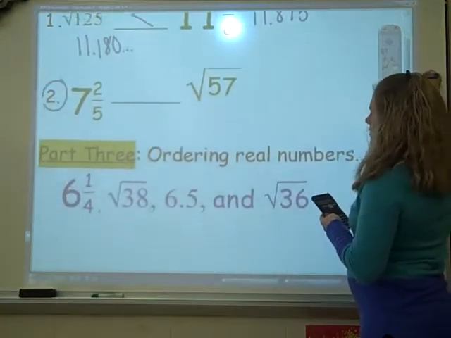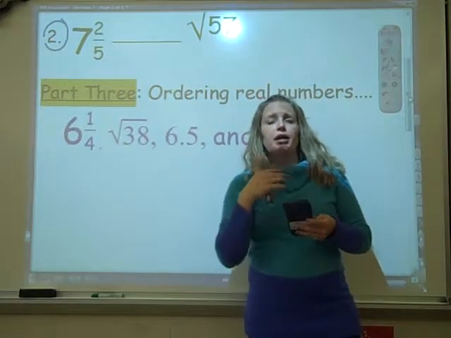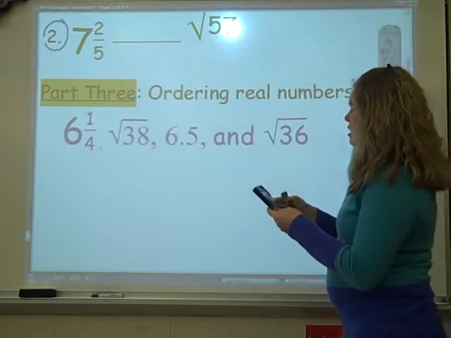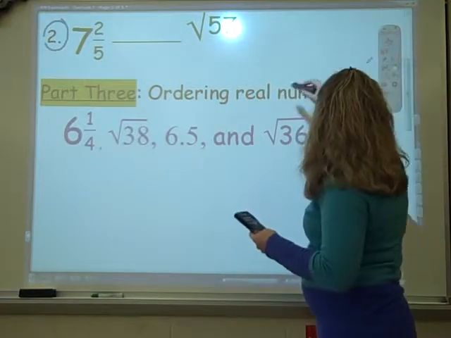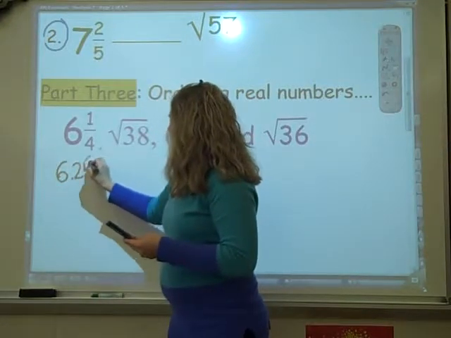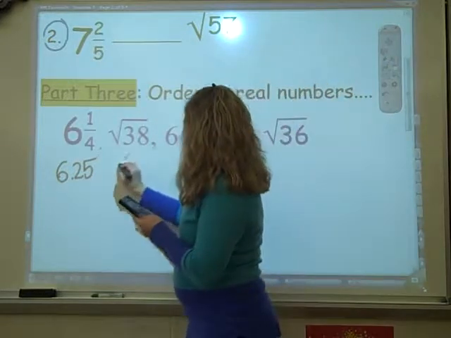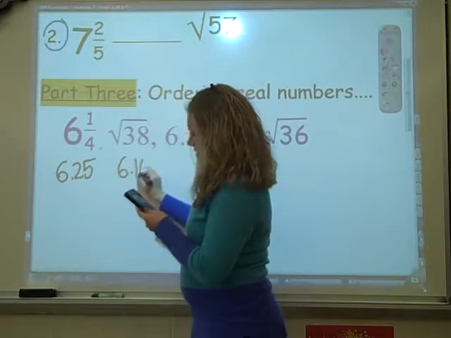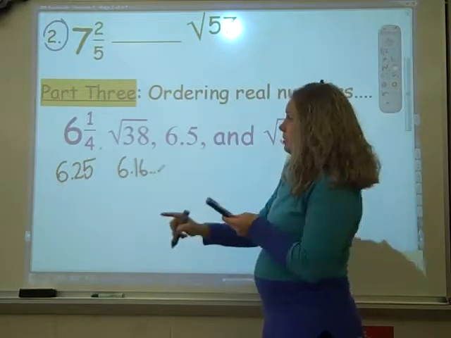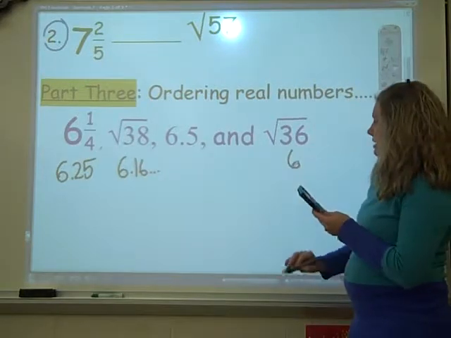Part 3, ordering real numbers. Same as comparing, except you want to make all of them in a format that you can read, and then put them in least to greatest order. 6 1/4 is the same as 6.25. The square root of 38 is 6.16, and it keeps going on. So I'm going to just stop with that and see if I need to go further in a minute. 6.5, and the square root of 36 is equivalent to 6.